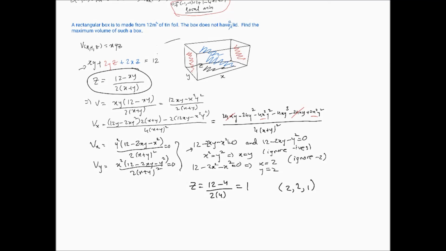Now in this case you don't need to go any further because this is the only critical value. It has to be the one that maximizes the dimensions of the box, the lidless box. Alright, so that's it. We've done a practical example of actually finding the maximum volume of a box.